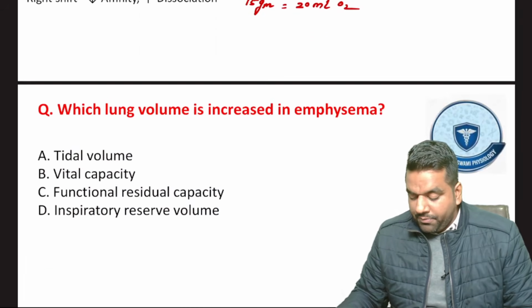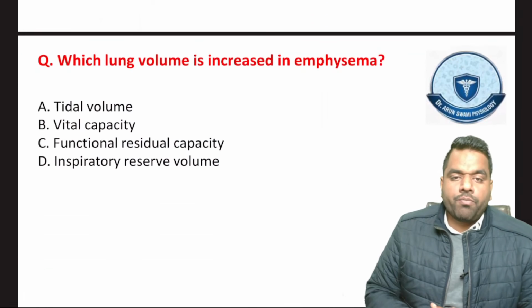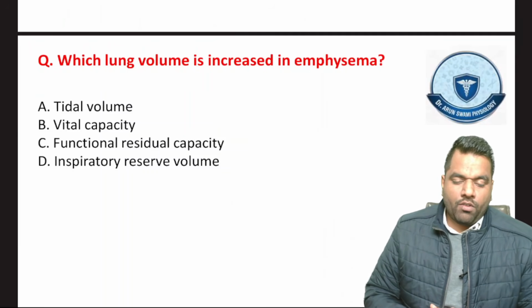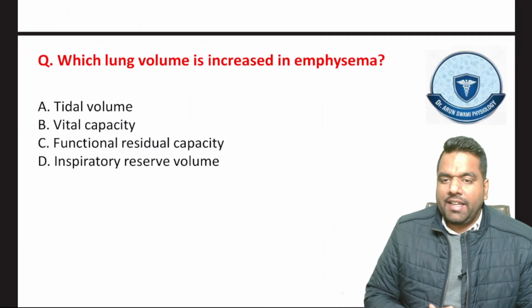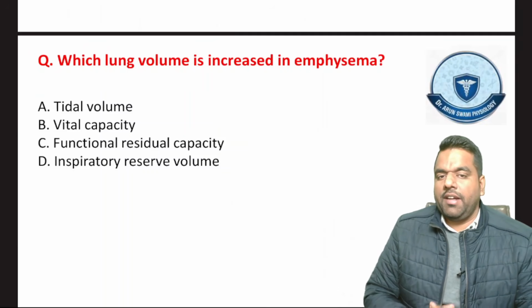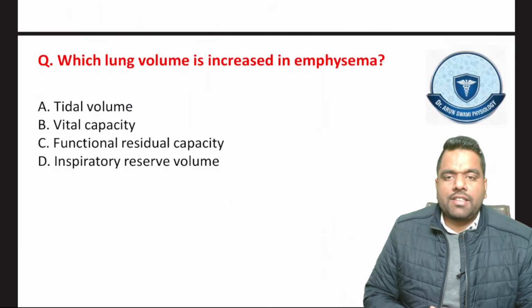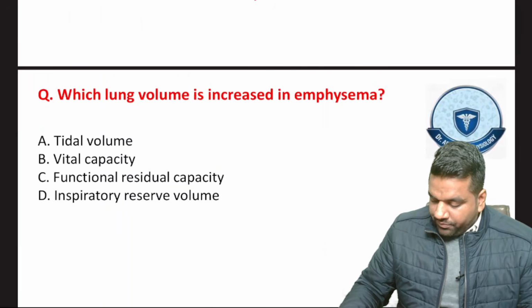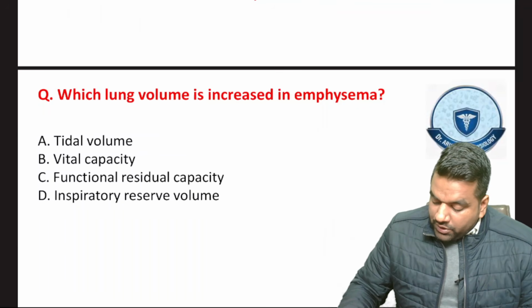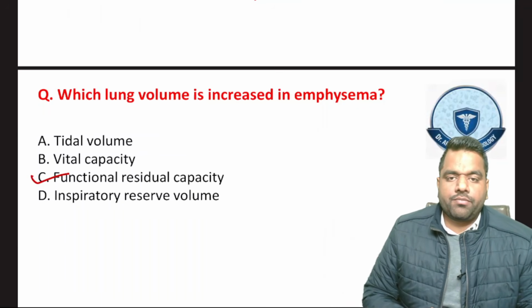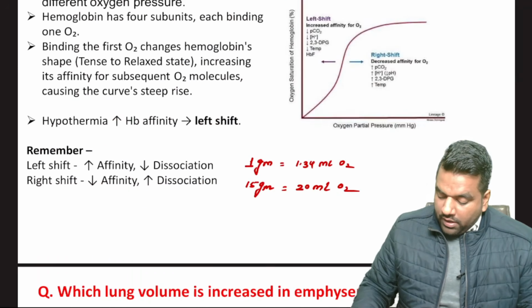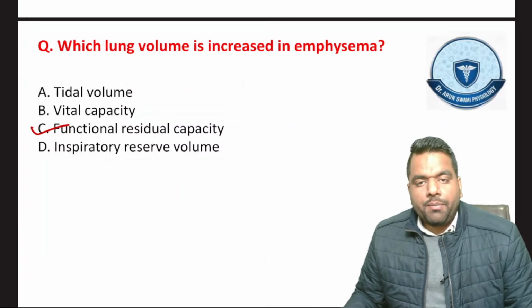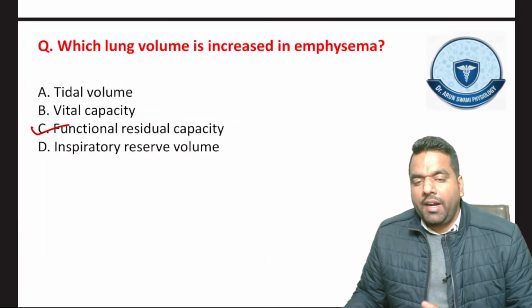The next question is, which lung volume is increased in emphysema? Tidal volume, vital capacity, FRC, and inspiratory reserve volume. Guys, the right answer of this question is FRC. That is FRC. Right? Now please pay attention. What is emphysema and what are the different types of volumes and capacities?